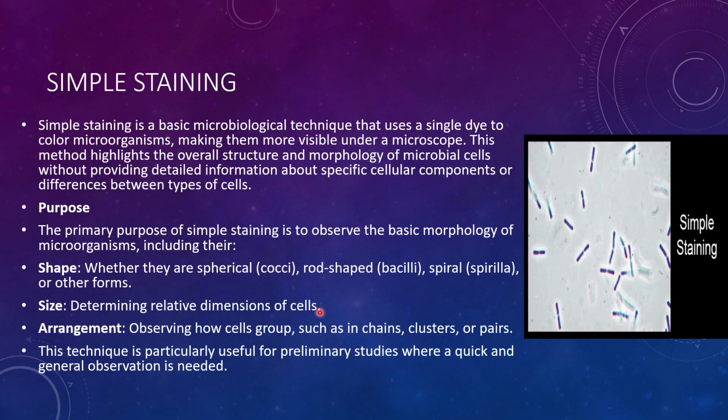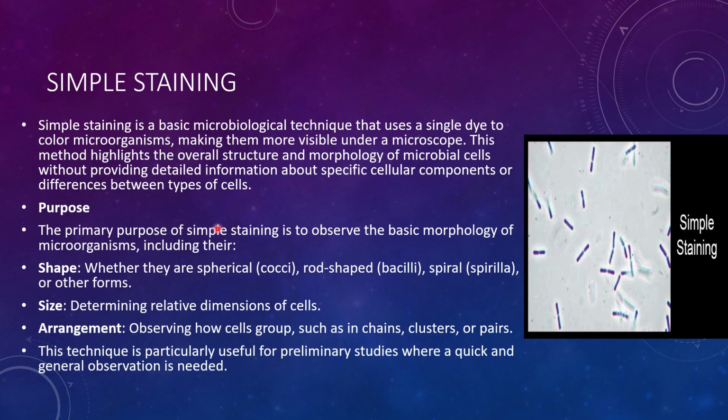As we discussed in the previous slide, in this simple staining technique we use only one single stain. This is one of the simplest techniques, and mainly we do this to visualize the morphology and the structure of the microbial cell. You don't need to study anything specific over here. You just want to know how the cells are arranged, what the size of the cell is, what the shape of the cell is, and basically how it looks. So at that time we use this simple staining technique.